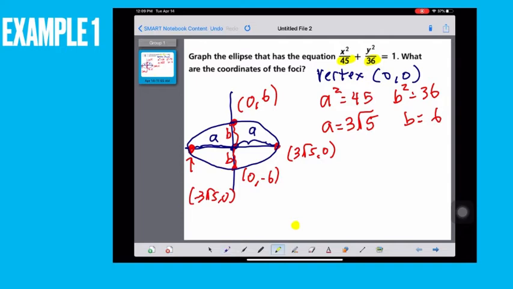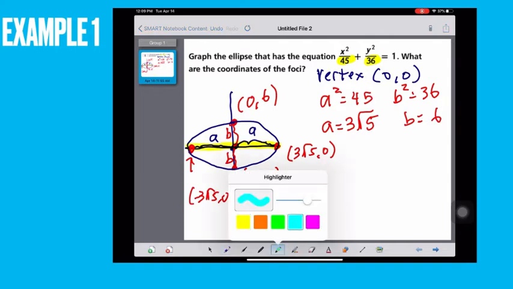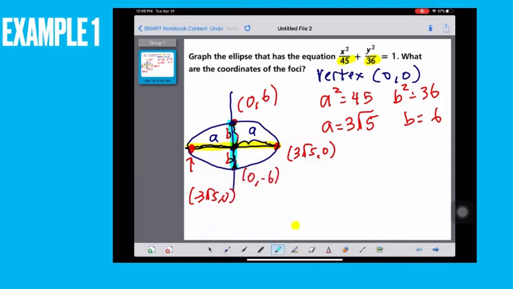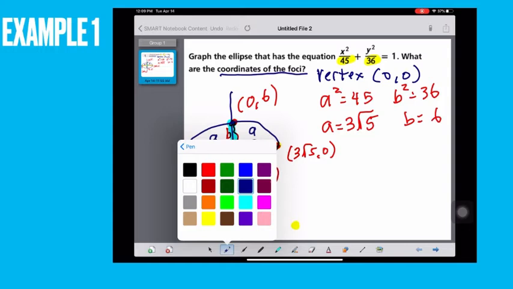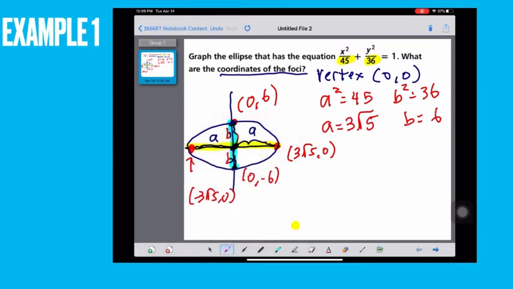Our major axis is highlighted in yellow. Our minor axis is going to be highlighted in blue. Again, difference between our major and minor: major axis is longer, minor axis is shorter. So the next thing we have to find, according to our directions, is the coordinates of the focus. Well, the focus is going to be a point on the major axis, make it pink, right here and right here.